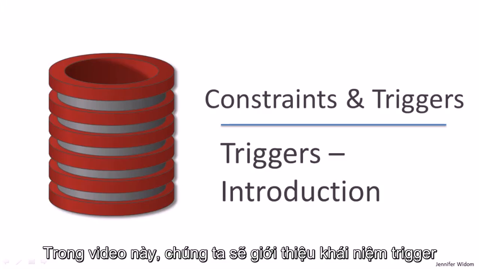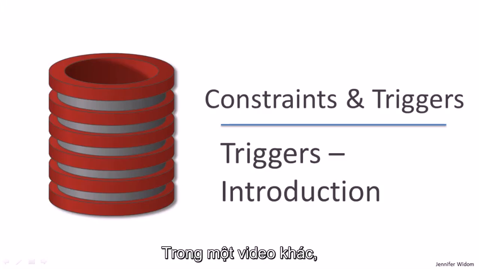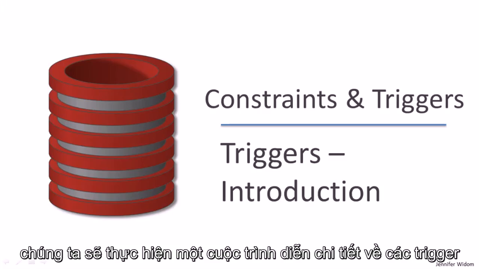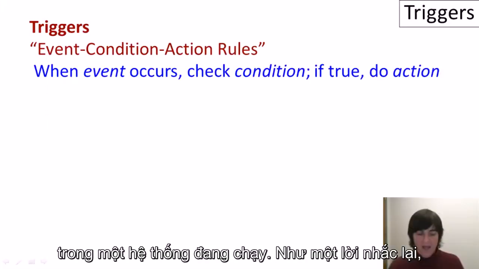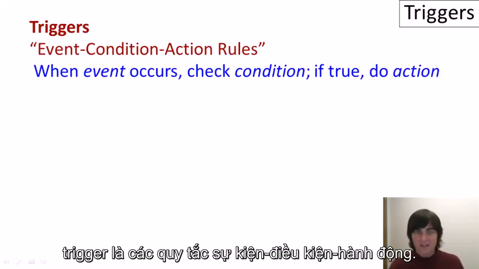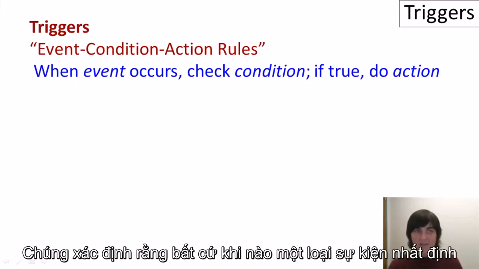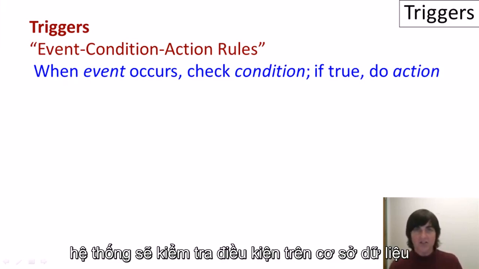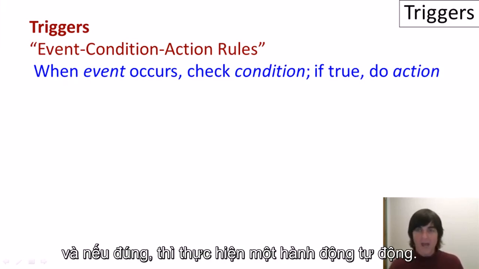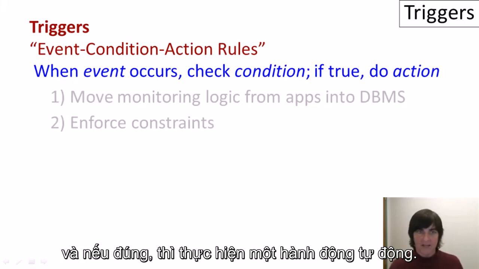In this video, we'll introduce the concept of triggers. In a separate video, we'll give an extensive demonstration of triggers in a running system. As a reminder, triggers are event condition action rules. They specify that whenever a certain type of event occurs in the database, check a condition over the database, and if it's true, execute an action automatically.